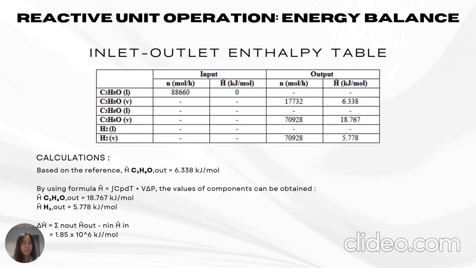At last, we can calculate the delta H by using the sum of N out H out minus the sum of N in H in, and we obtain the value is 1.85 times 10 to the power of 6 kJ per mole.